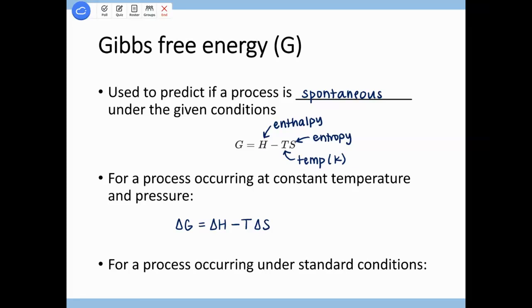Then if that change is occurring under standard conditions, standard temperature and pressure, then we put that degree symbol in front of each of those, the G, the H, and the S. So delta G at standard conditions is equal to delta H at standard conditions minus temperature times delta S at standard conditions. So this allows us now to use known values. We have standard molar entropies, standard molar enthalpies, and then we can calculate the change in Gibbs free energy.